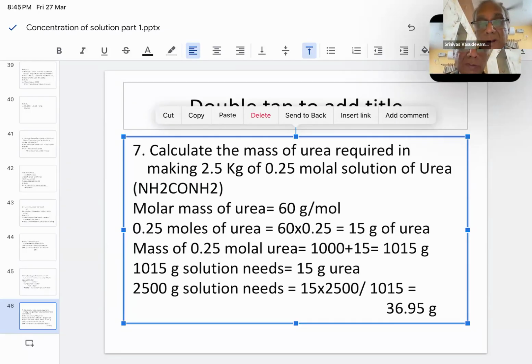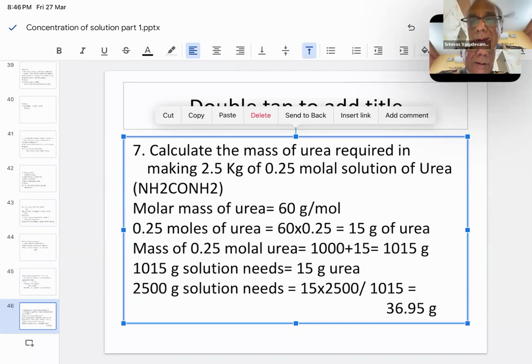1000 grams is the mass of the solvent, 1 kilogram of solvent. 15 grams is the mass of solute. 1015 grams. To prepare 1015 grams of solution of urea, I need 15 grams of urea here. To prepare 2500 grams solution of urea, how much I need here? So 15 into 2500 by 1015, which is 36.95.